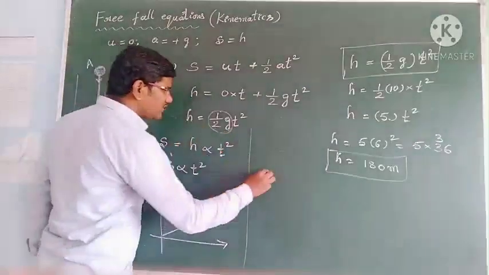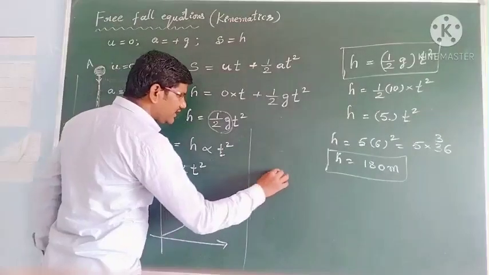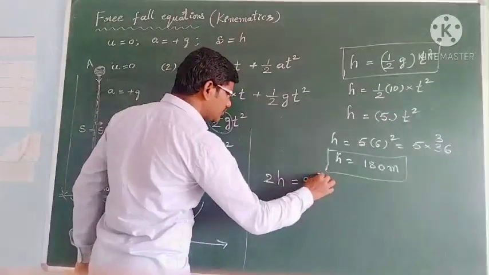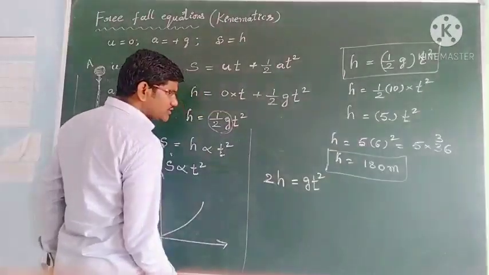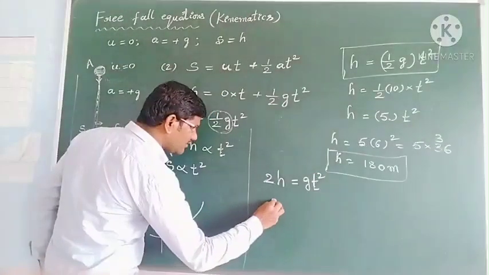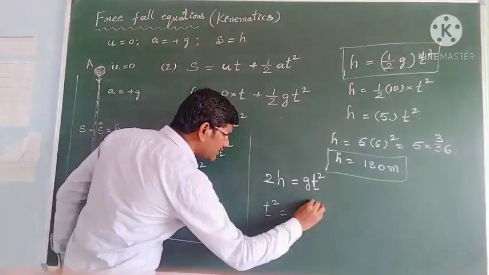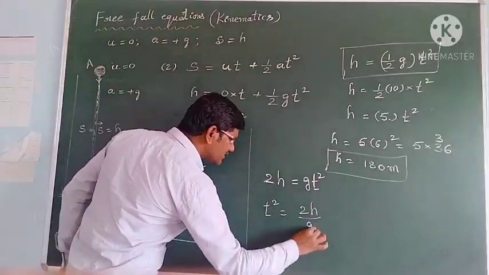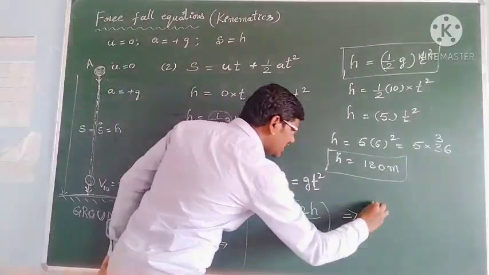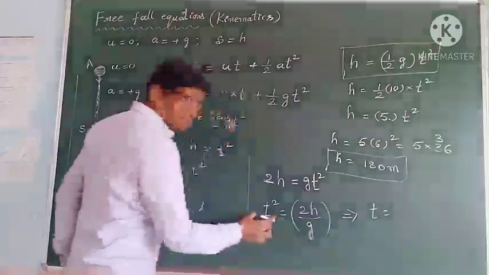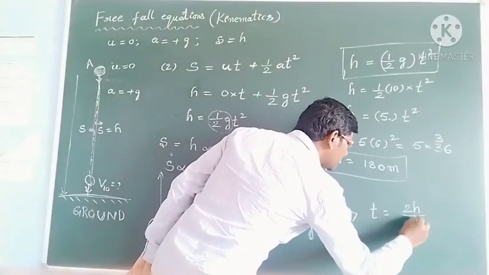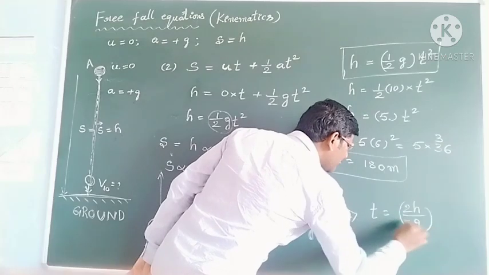If you do the cross multiplication, we will get 2h is equal to g into t square. Okay students, 2h is equal to g into t square. Then t square is equal to 2h by g. So the time value, t is equal to, what will you get students, root over 2h by g.